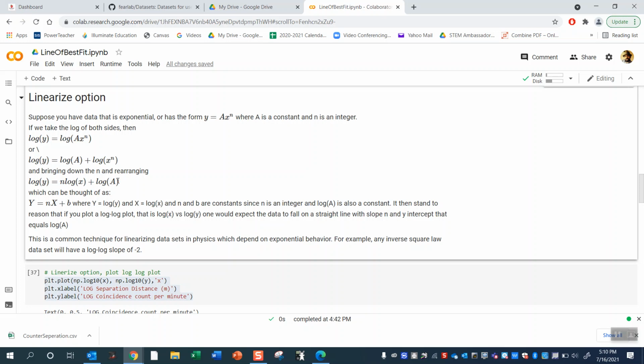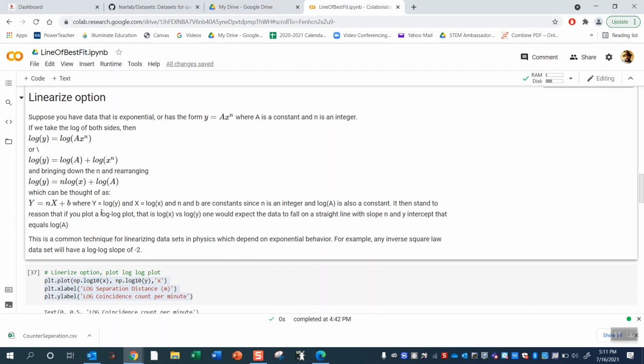Why did I do that? Well, you can think of this log y as your new y variable and this log x as your new x variable. And what's in front of the log x? It's just n. And this is log of a. A is just a constant, it's not a function of x, so log of a is just going to be a constant. So b is a constant, n is a constant, and these are some new variables. Well, y equals nx plus b is just a straight line. That straight line has slope n and y-intercept b, right?